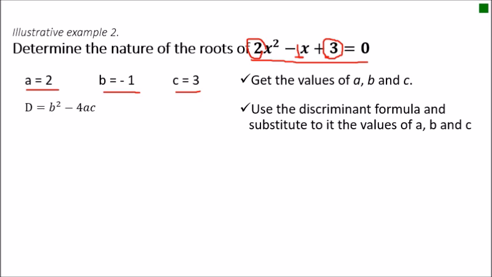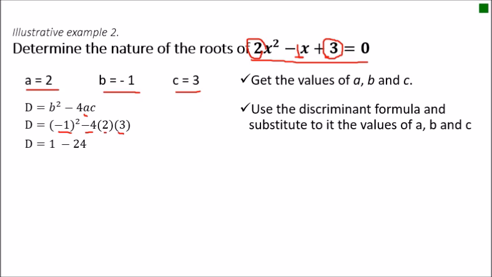D is equal to b squared minus 4ac. Then, substitute. Your b is negative 1. And close sa parenthesis. Naka-square minus copy. And then, copy yung 4. Ayan. Then, yung a mo ay 2. And close sa parenthesis. C mo ay 3. And close din sa parenthesis. Then, multiply natin. Again, pwede kayo ditong gumamit ng calculator.